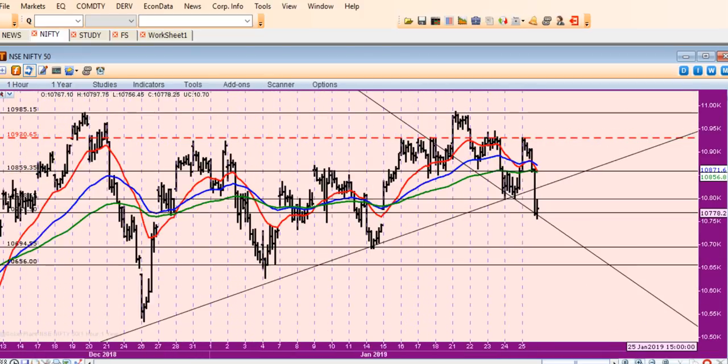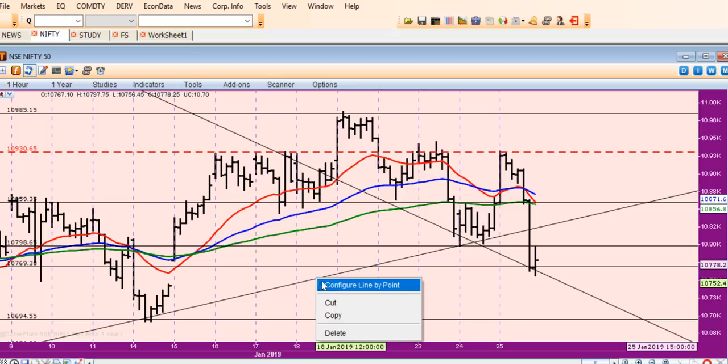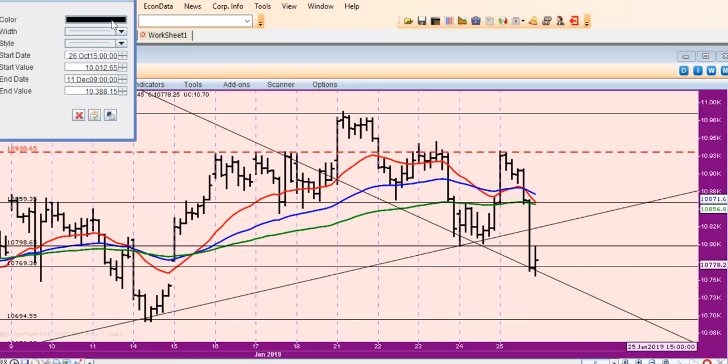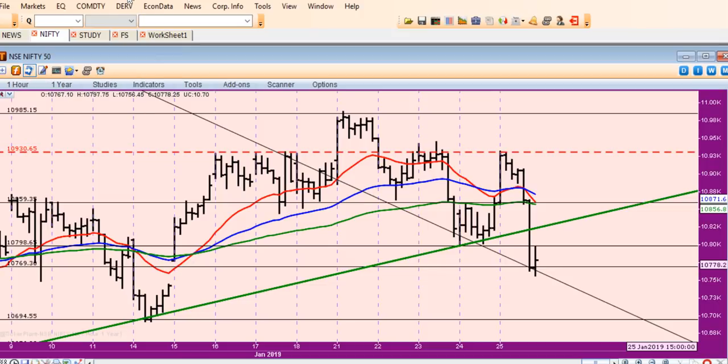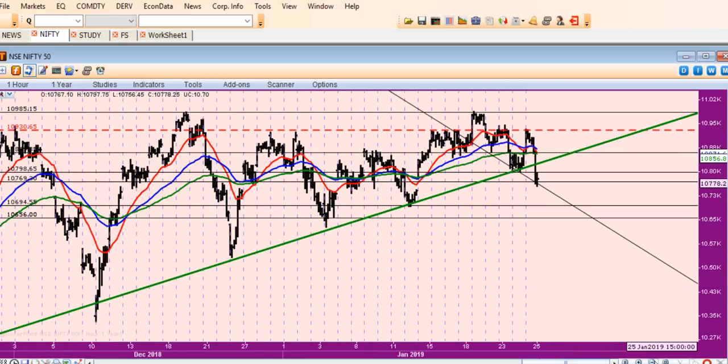Now in the current scenario, if you see in this area, this line has been tested many times and closed much beyond this. So in my view, this trend line will be considered a very important trend line for Nifty, and this has been followed by Nifty since October. So I just converted it into a green trend line because this was an uptrend line. Now we have already penetrated this trend line which Nifty has been respecting since October. First time it has breached.